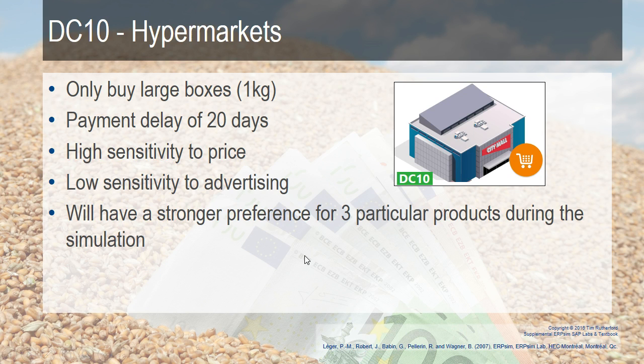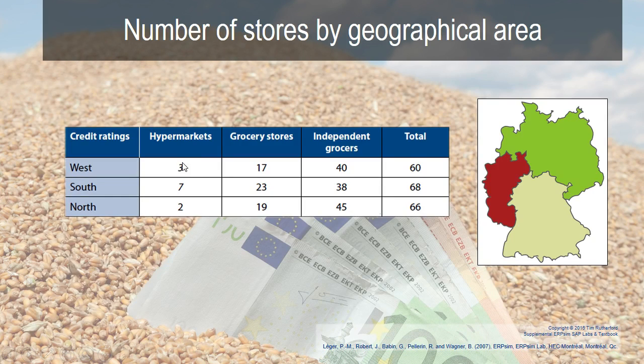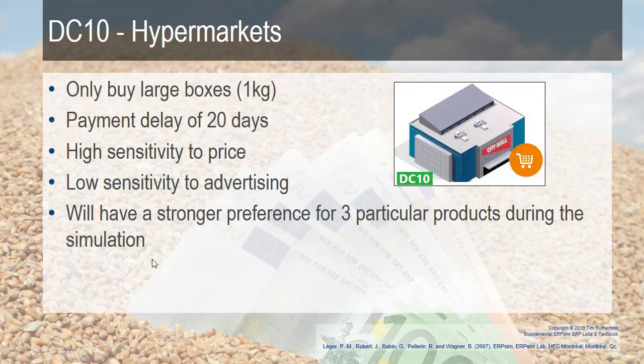Looking at these, and this is an important thing to note, each one of the hypermarkets will have a preference for three different products during the simulation, and that does not change. Every simulation it changes, but once it's set, it does not change. So if each one has a preference for three products, and there are only three in the West, each one of those three will have a preference for three different products. For these seven, it's three different products per seven. For these two, it's three different products per those two. So that's something to keep in mind. Finding out which actual hypermarket is buying, and which products those are, can make a difference to your strategy.